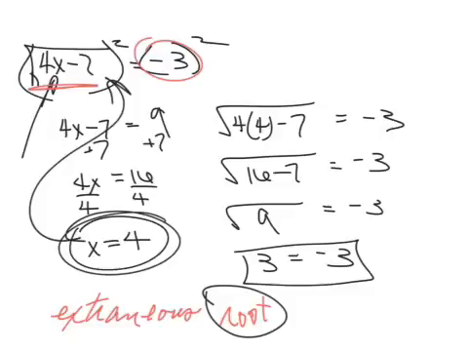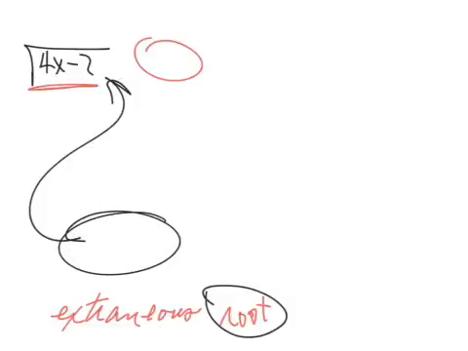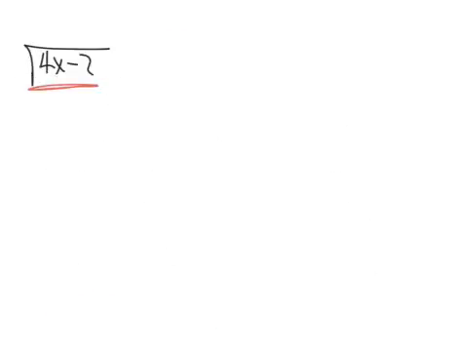Alright, so that's why you have to go and check your answers all the time, because if you give me an answer of 4 on a test, and it's an extraneous root, you're going to get it wrong because it's not the answer. Alright, so let's try example 3.